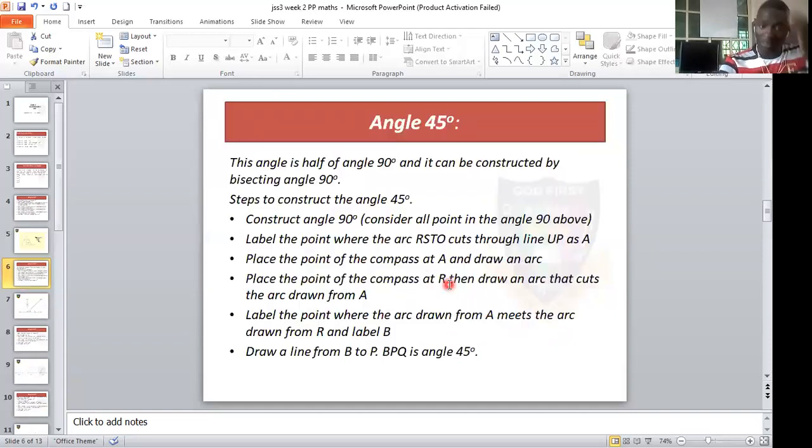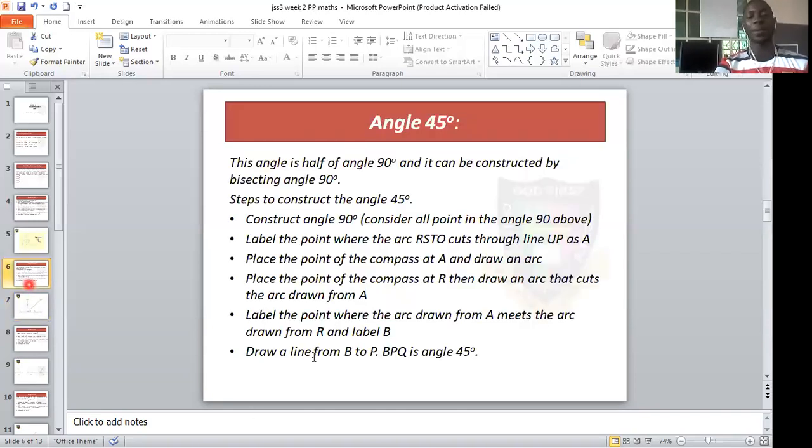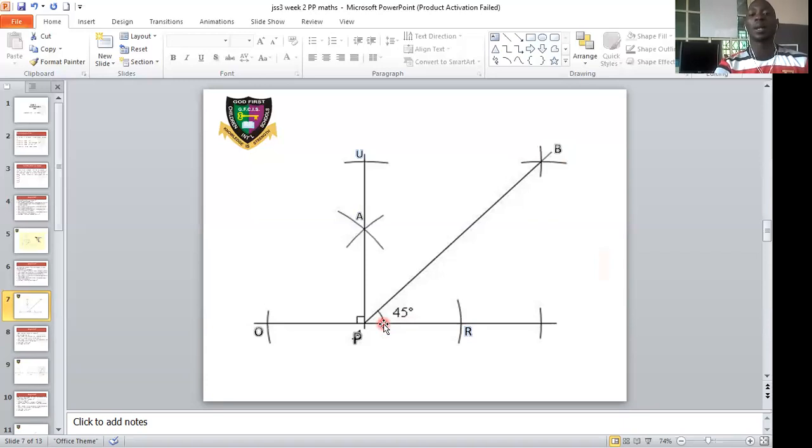So the next step says, label the point of the arc drawn from A that meets the arc drawn from R as B. Draw a line from B to P. So you draw a line from this point of intersection here down to P. It gives you angle 45 degrees. This is how you bisect an angle of 90 degrees to give you 45 degrees. You draw a line BQ and it says BPQ is angle 45 degrees. This is Q here.